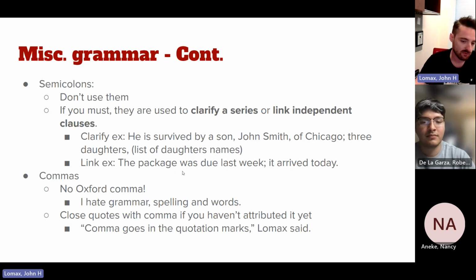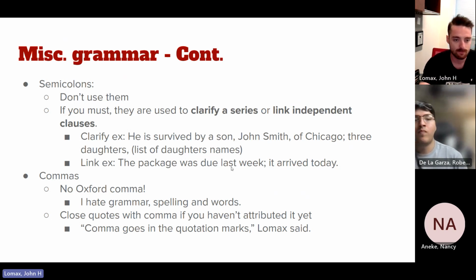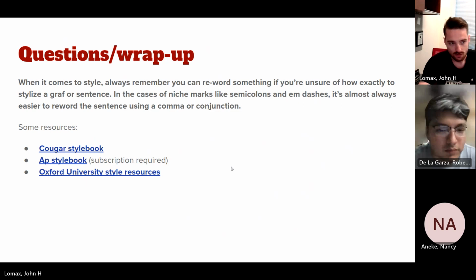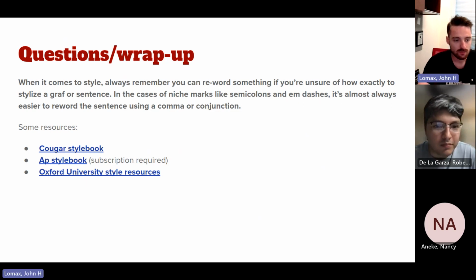And then I already went over this, but close quotes to the comma if you haven't attributed it. But so yeah, that's mainly what I wanted to cover today.